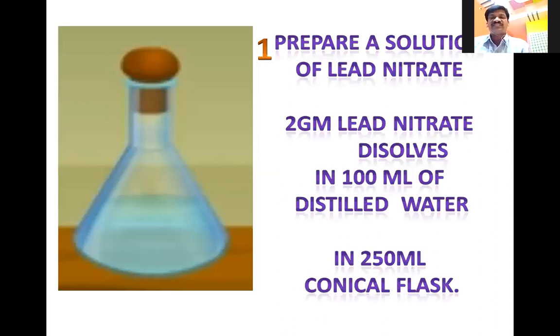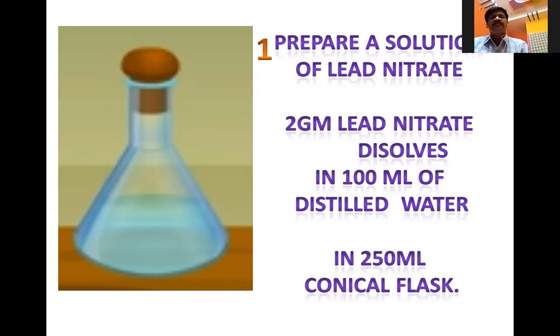Now, first step, prepare a solution of lead nitrate, Pb(NO3)2. How do we prepare a solution of lead nitrate? First, take a 250 ml conical flask. In that, take 2 grams of lead nitrate with the spatula and pour it into 100 ml of distilled water. Then we get 100 ml of lead nitrate solution.